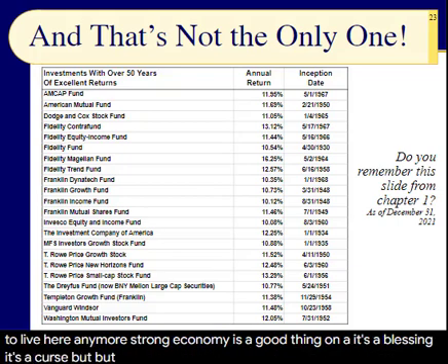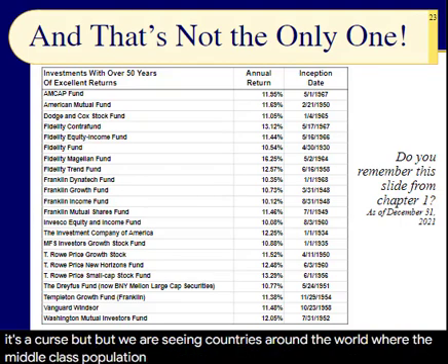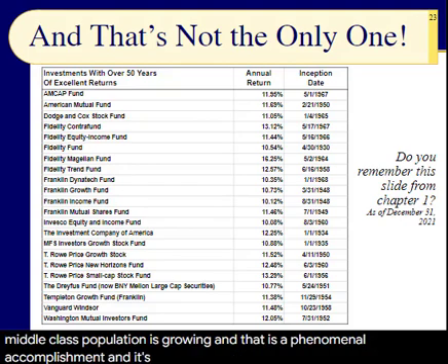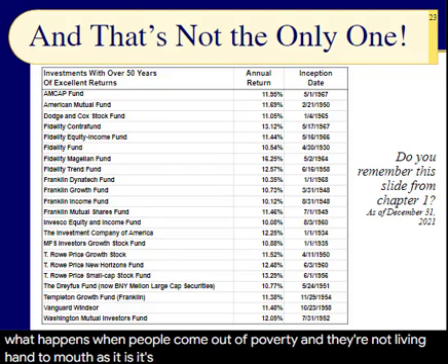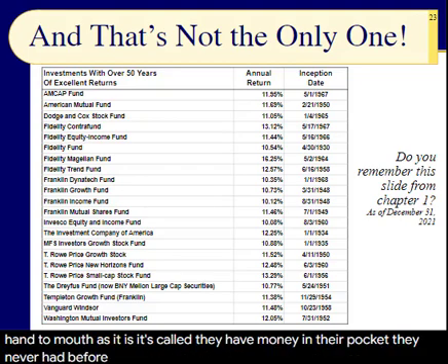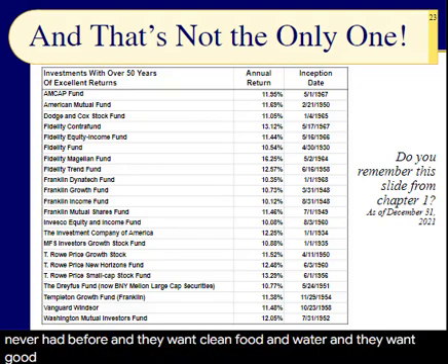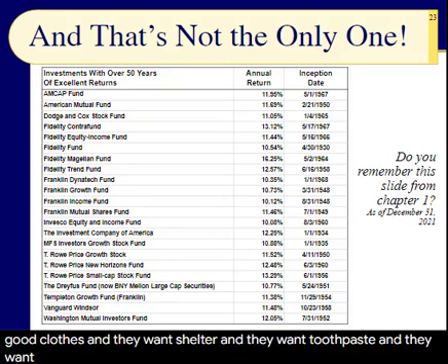But we are seeing countries around the world where the middle class population is growing, and that is a phenomenal accomplishment. It's also a very good sign for investors, because what happens when people come out of poverty and they're not living hand to mouth, as it's called? They have money in their pocket they never had before, and they want clean food and water, and they want good clothes, and they want shelter, and they want toothpaste, and shoes, and cell phones, and bicycles, and television sets and Disney.